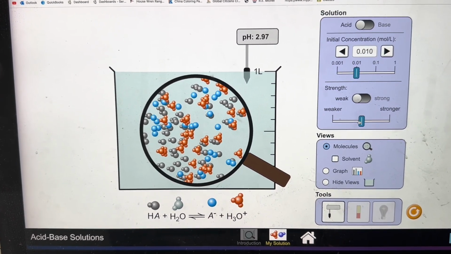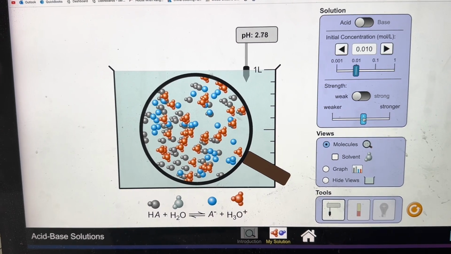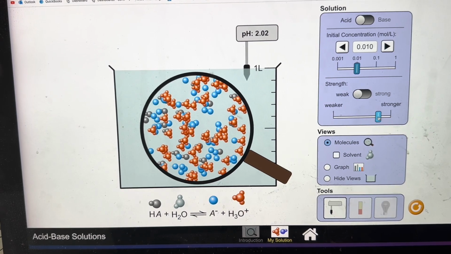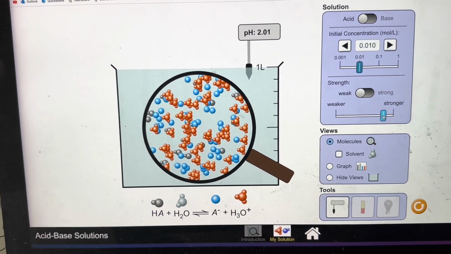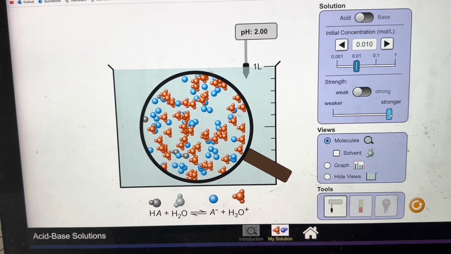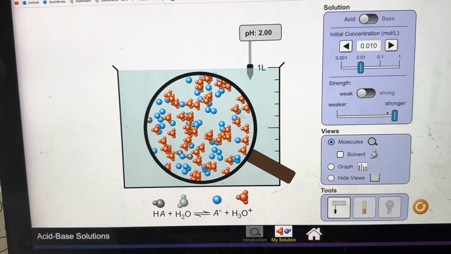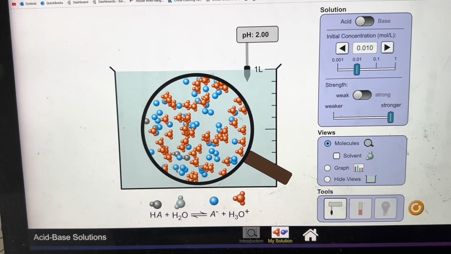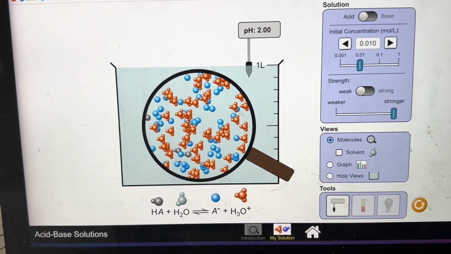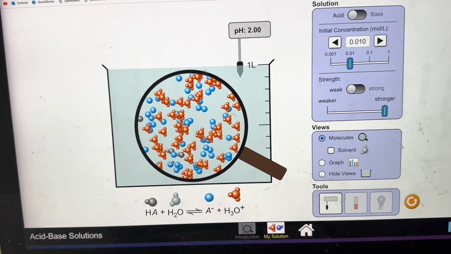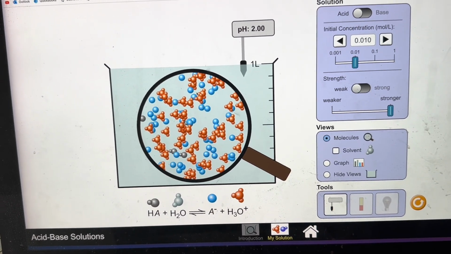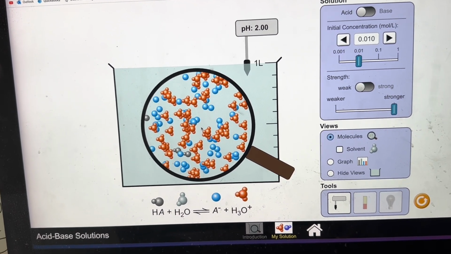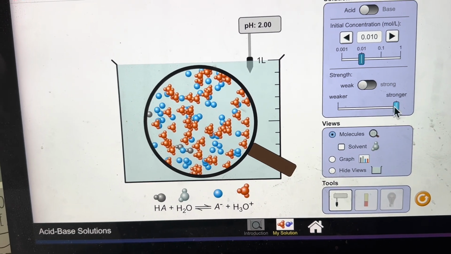So we're seeing more of that water allowing our HA to ionize and dissociate. And what's happening to the pH? Our pH is getting lower and lower and lower and lower. And now this is a strong acid. Almost all of that initial acid has broken apart and donated its hydrogen. Lots of water has accepted that hydrogen, and that means our pH has gone down because there are more hydrogen ions in this solution than there were when it was weak.